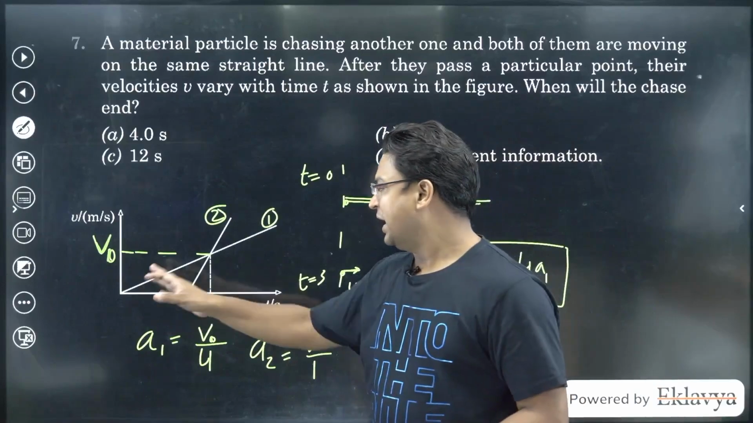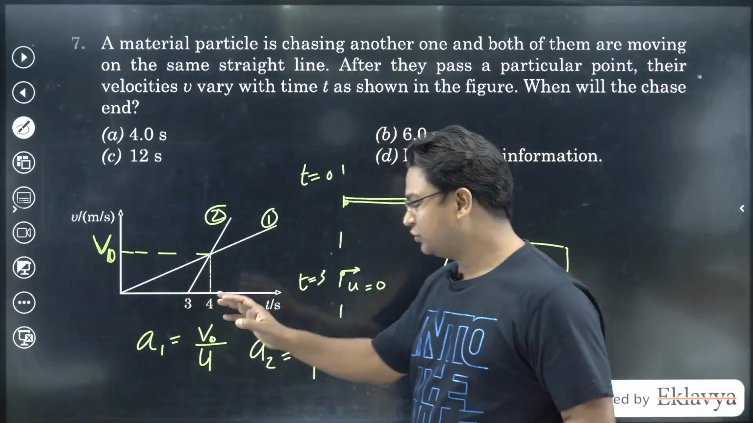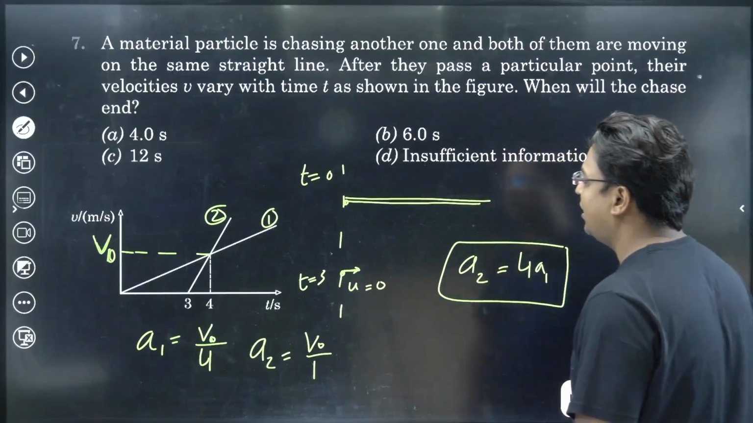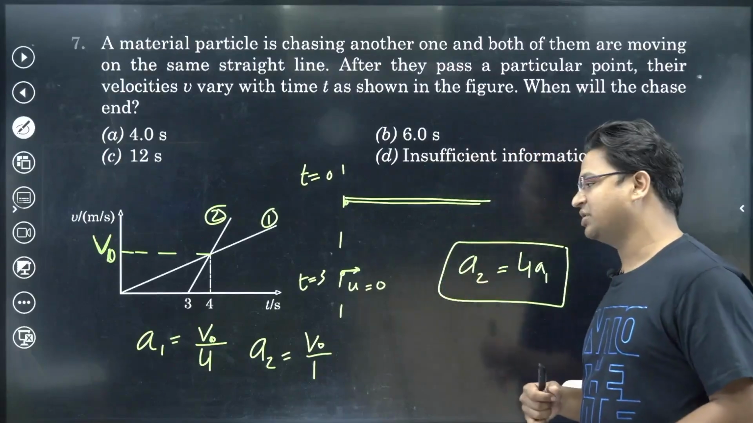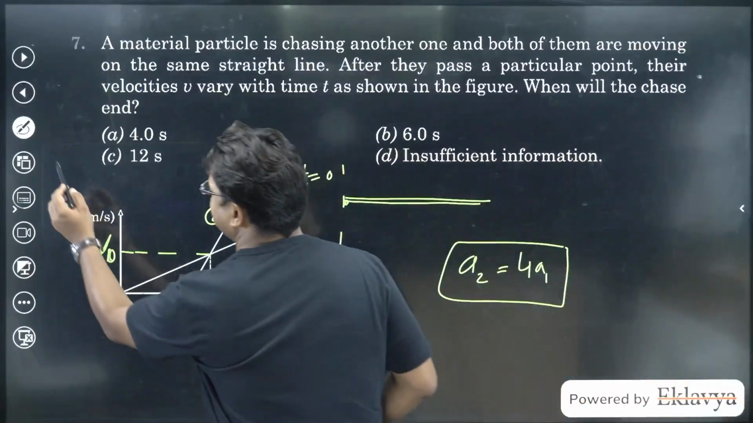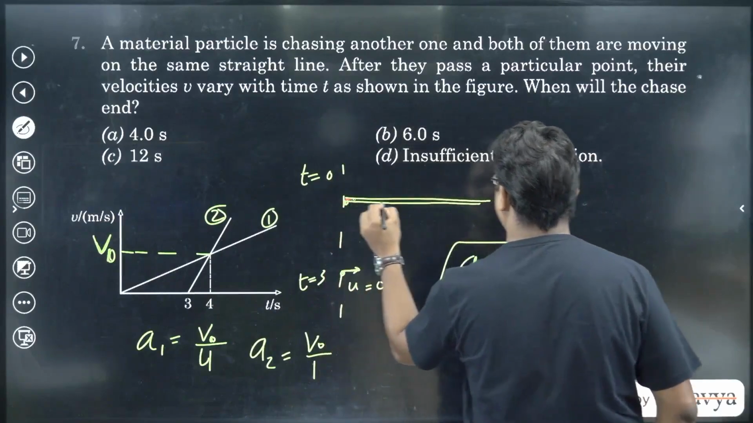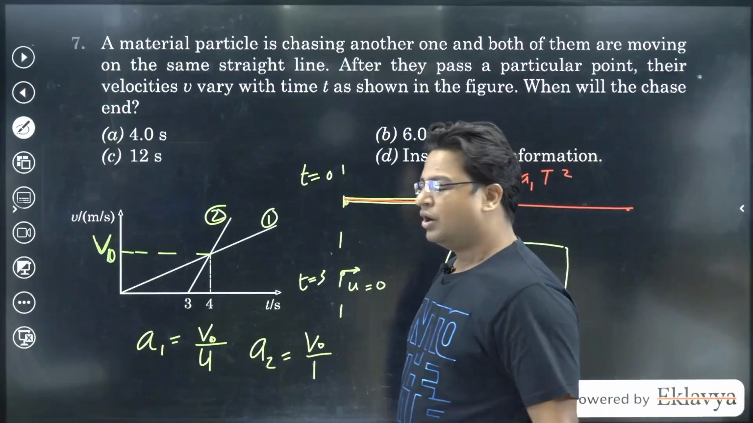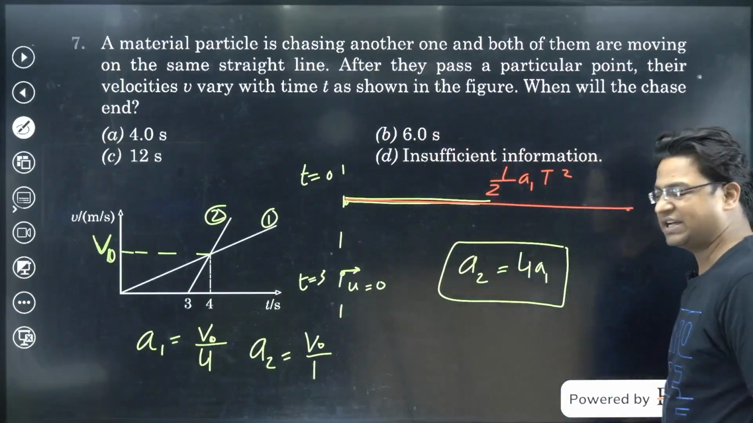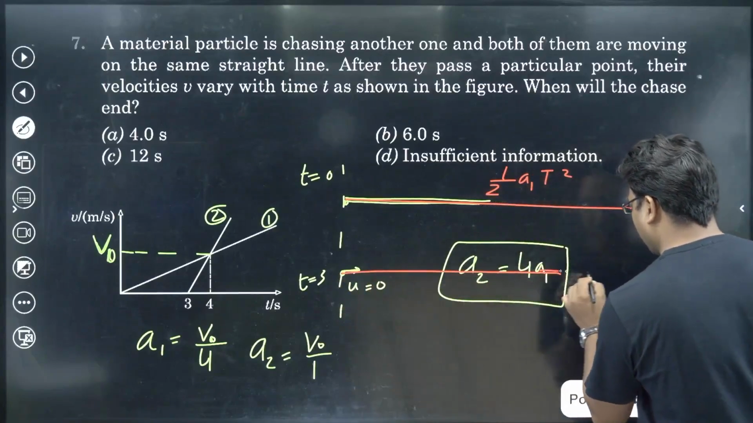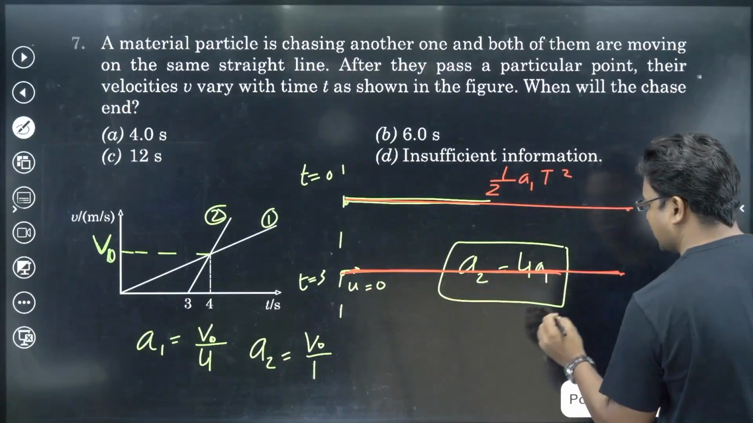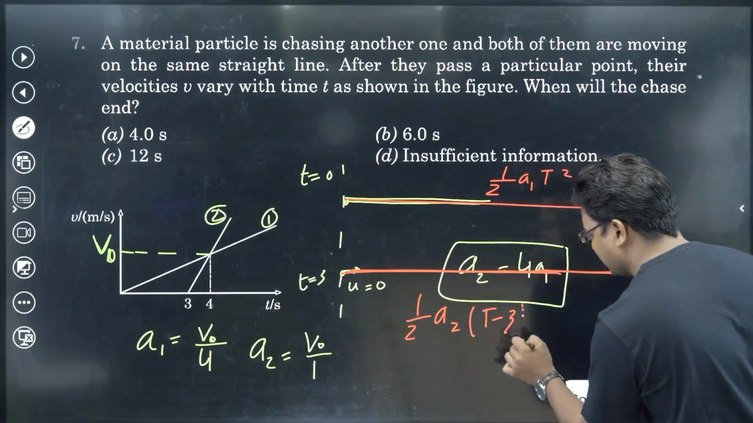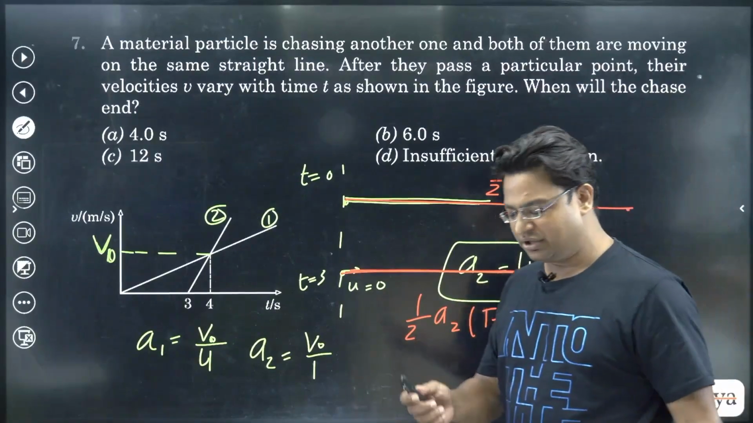So this graph gives us several pieces of information, one of which is the ratio of the accelerations. It also tells us that at this particular location both had zero velocities, although they arrived at this location at different instants. Now let's say at time t they catch each other. By that time this particle would have covered a distance of half a1 t square. Notice the initial velocity was 0. And if this particle has traveled for a time of t seconds, then the other particle would have traveled for a time t minus 3 seconds. So the same distance can be written as half a2 (t minus 3) square. So we need to equate these two. Equating these two will give us the value of t.